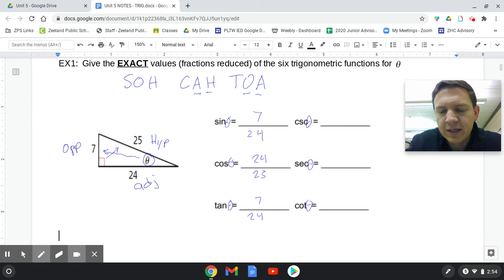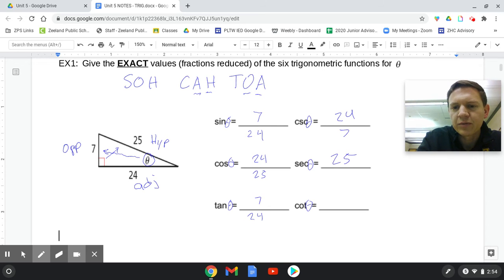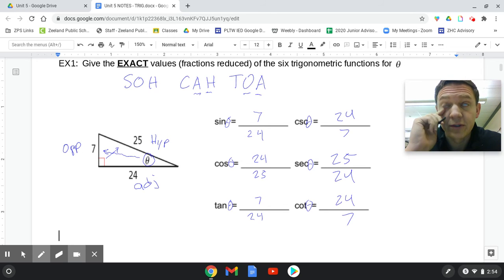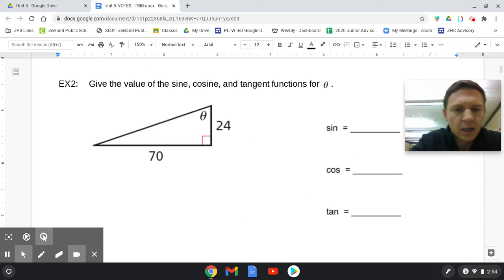Now, cosecant, secant, and cotangent are just the reciprocals of each of those. So this one, 24 over 7, 25 over 24, and 24 over 7. You may need to just remember which goes with which, but there you go. All right, go and try this next triangle on your own. You are missing a side, so you might have to use the Pythagorean theorem to find that hypotenuse.